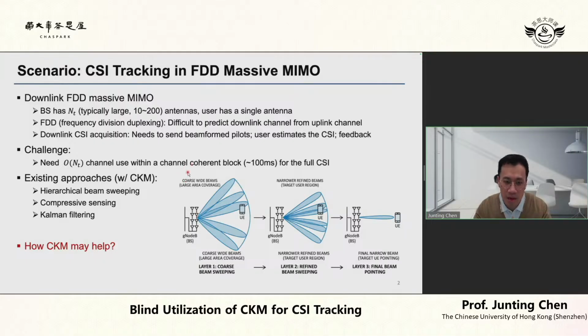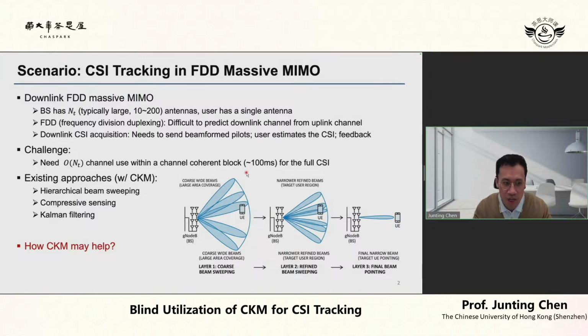And this has to be done within a very short time frame, typically on the scale of 100 milliseconds. This is called a channel coherence block. The channel is time varying: as we move around the city, the channel is changing. Typically, we can roughly assume that within 100 milliseconds the channel remains roughly the same. So we only have 100 milliseconds to estimate the channel status, and if we go beyond that time frame, the channel probably changes.